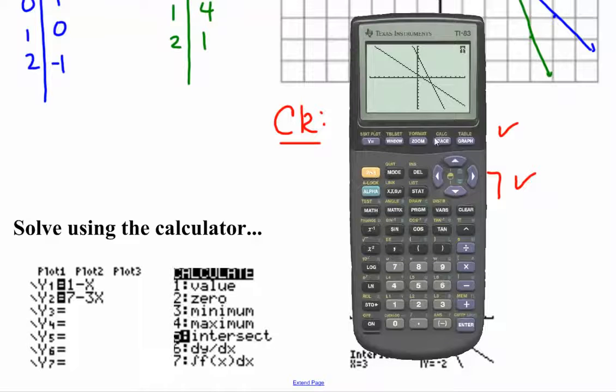To find that, I use the calculate menu, so 2nd Trace, and we go down to number 5, intersect, and it asks me, is this your first curve? And I can see, yes, that's one of my curves. Is that my second curve? Yes, and I hit enter. A little too quick. Third question is guess. So I move close to where they cross, and there it tells me (3, -2) again.